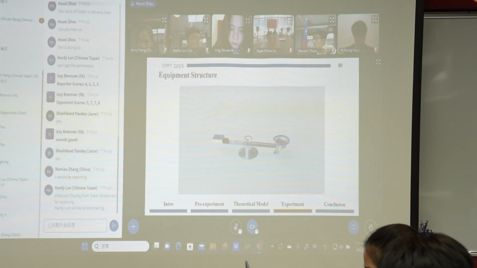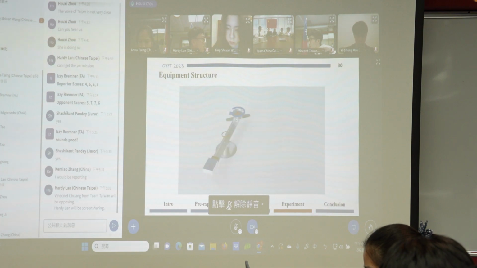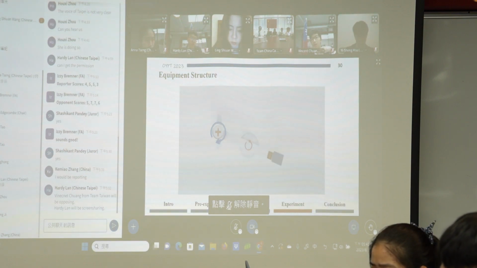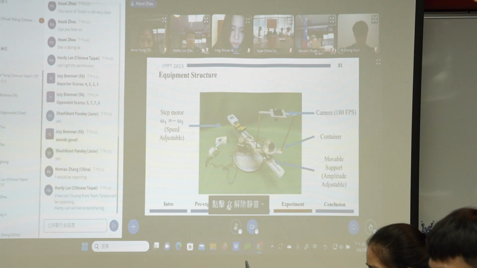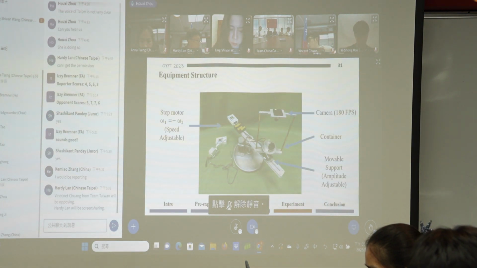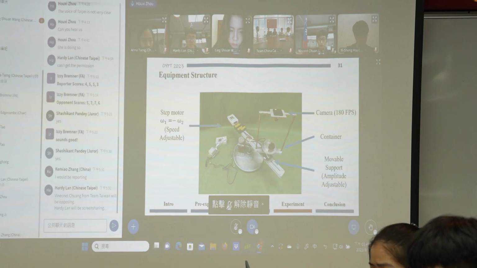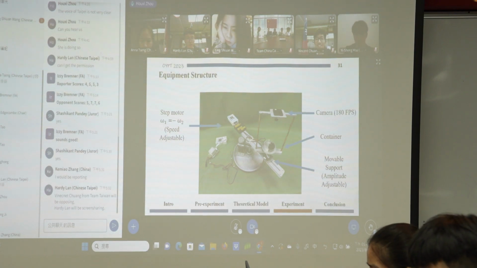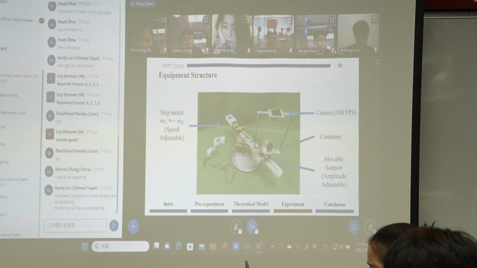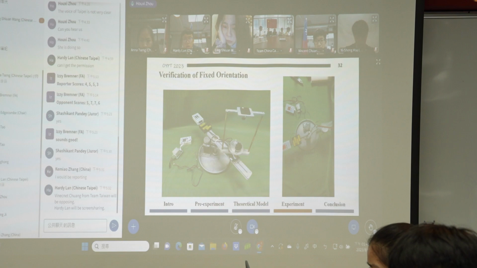For the setup of our experiment, here is an animation of how our equipment works. And this is a detailed explanation of the setup. The camera appears in the frame of the container, right above the container. Step motors are in opposite angular velocity in order to keep the plate at a constant direction. One motor is directly under the dish and the other under the movable support. We also did experiments to make sure that the container translates without rotating. As you can see, the red bar on the right is always at a constant direction.